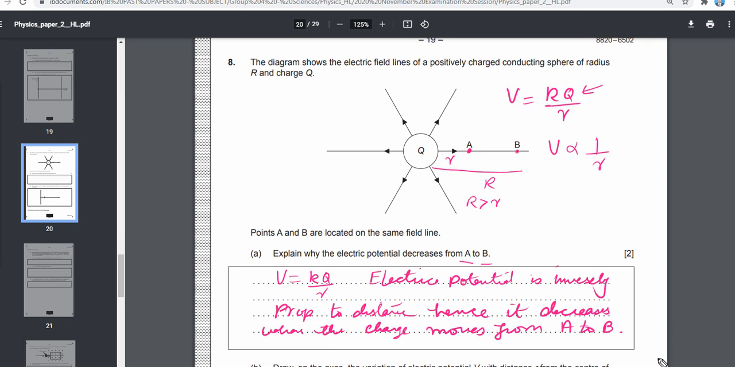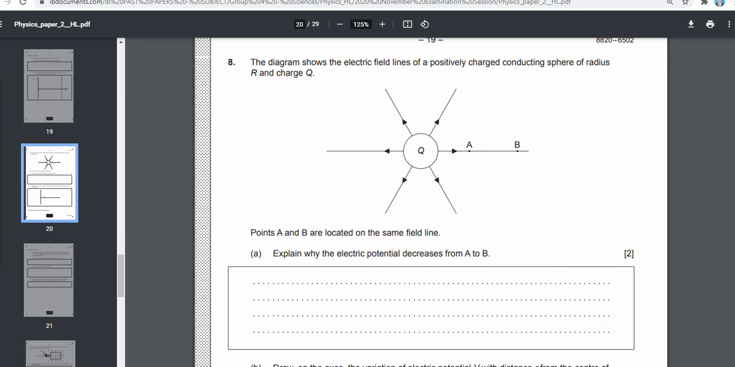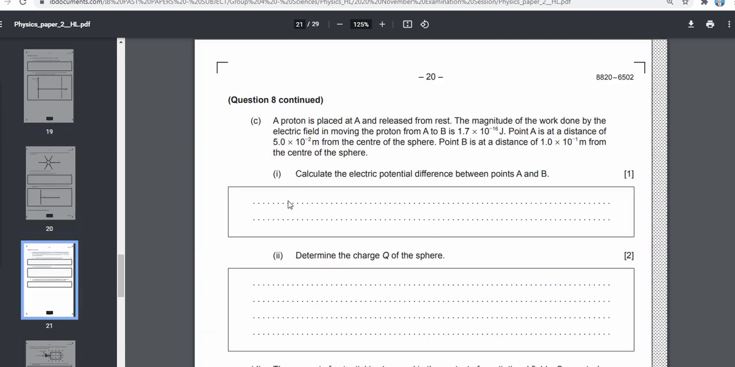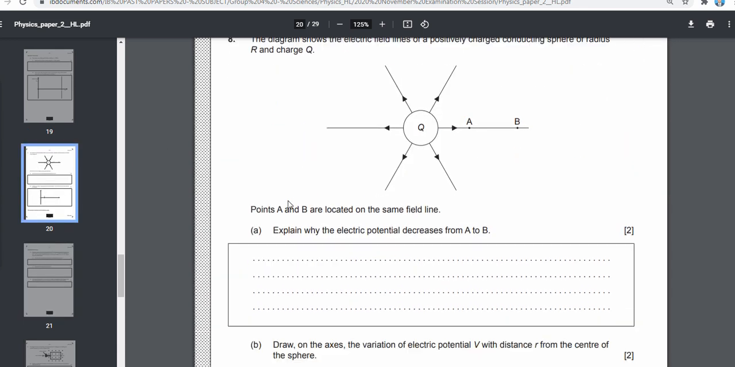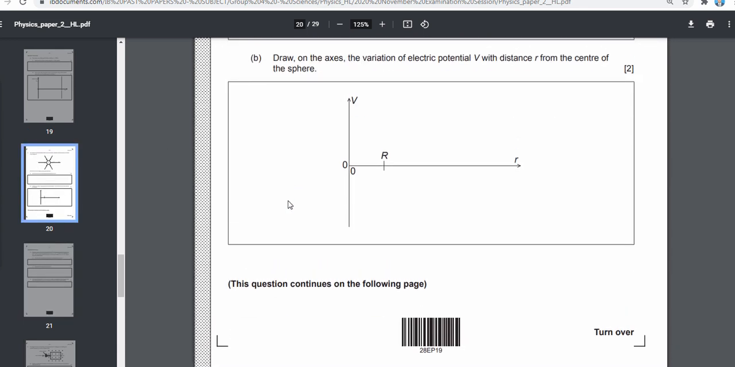Now let's see part B. It says draw on the axis the variation of electric potential with distance r from the center of the sphere. So let's suppose there's a sphere. This is the center of the sphere, and from here to here is the radius of this sphere.